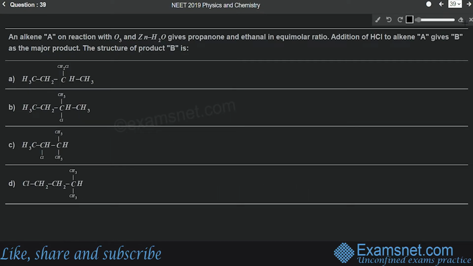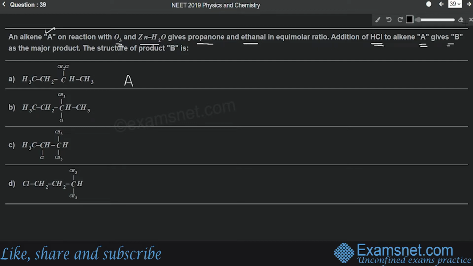Question number 39 is from the chapter Hydrocarbons, and the question is: an alkene A on reaction with ozone and zinc water gives propanone and ethanal in equimolar ratio. Addition of HCl to alkene A gives B as the major product. Then the structure of the product B is. Okay. So we have an alkene A.